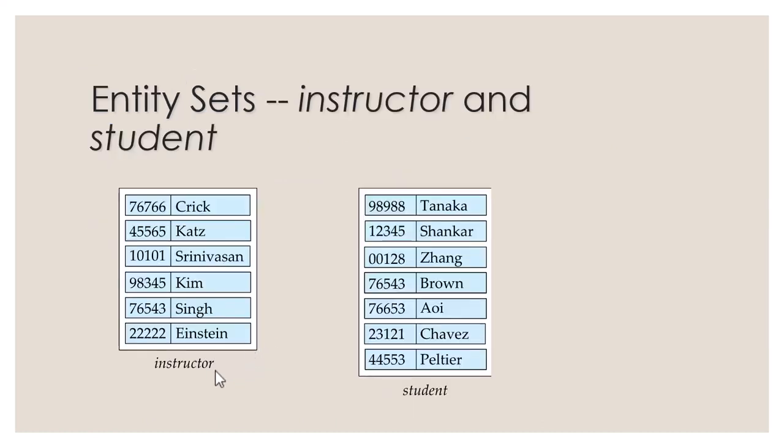We have an example of an instructor table, which has their instructor ID as well as their name, last name. Here we have a student table, which has their student ID as well as their last name.